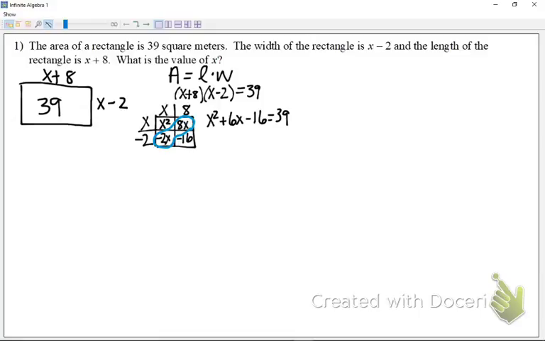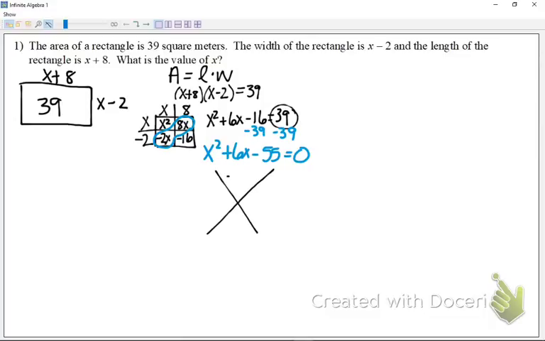The problem with this, why we can't just start right away and factor this, is because it does not equal 0. We need to get rid of this 39 over here. Because it's a positive 39, I'm going to subtract 39 on both sides. And when we do that, we get the equation x squared plus 6x minus 55 equals 0. And now that we have that, now we can go ahead and make our propeller for our airplane.